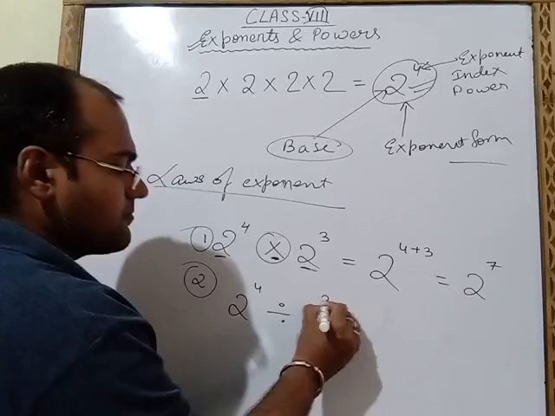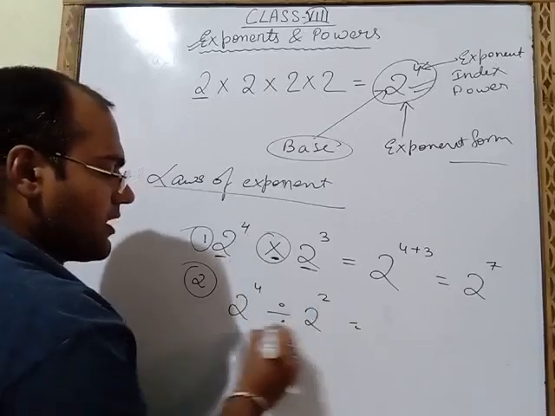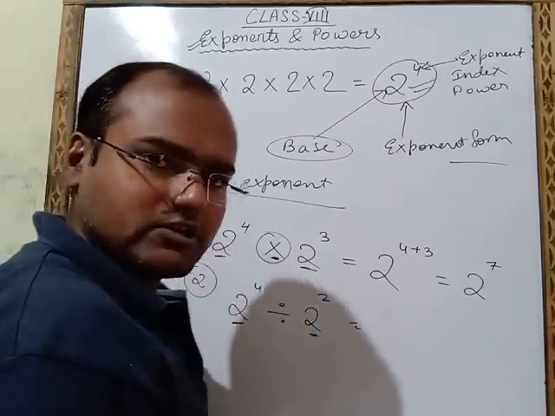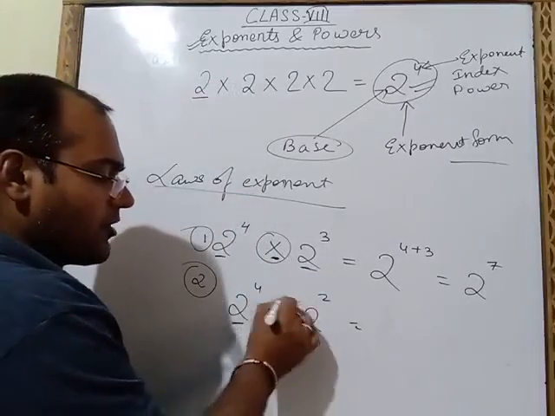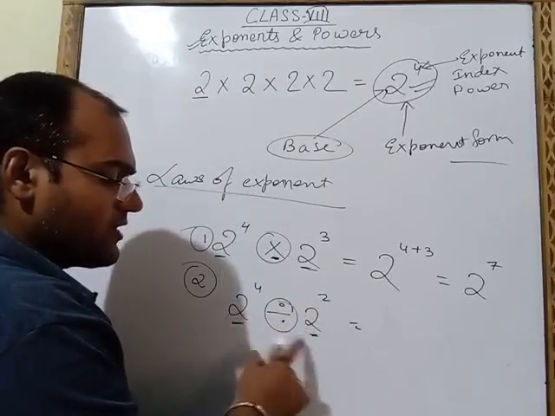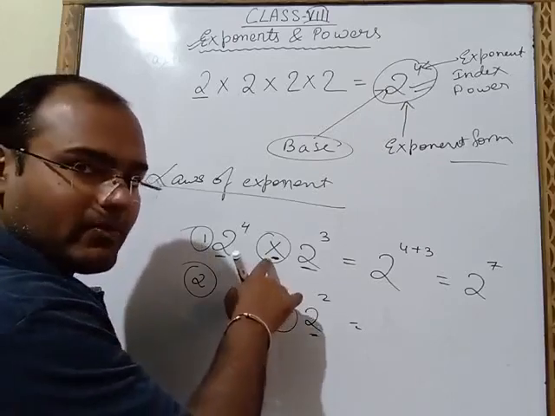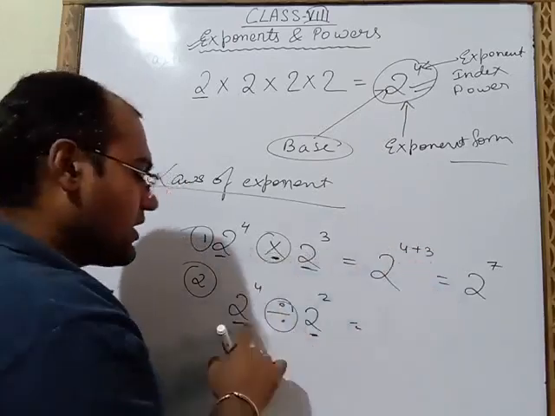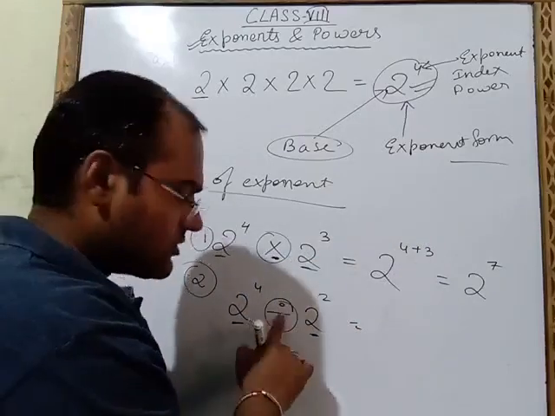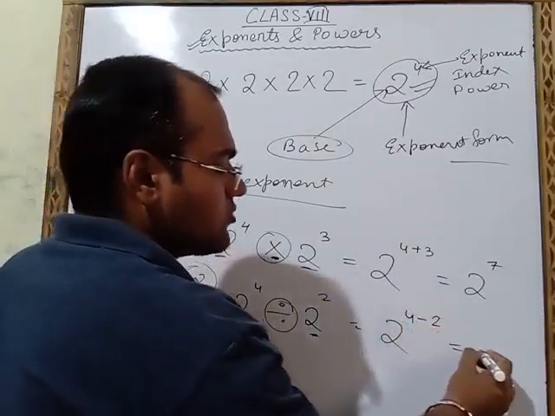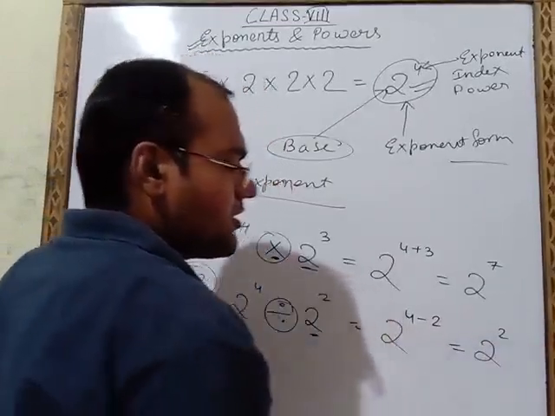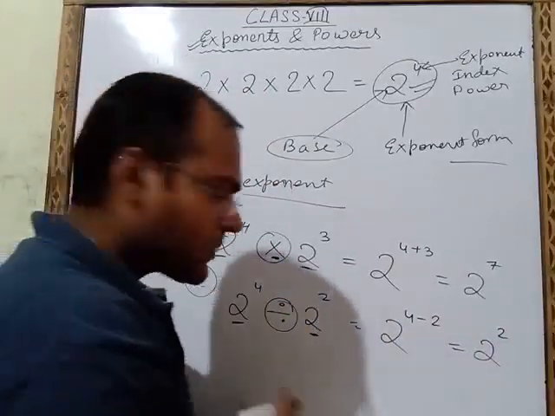bases are the same. Here the base is 2 and here also the base is 2, both the bases are the same, so you have to check what the sign is in between these two bases. Here it is the multiply sign, so we added the powers. Here in between these two bases the divide sign is coming, so we have to subtract the powers. So 2 raised to the power 4 minus 2, the answer will be 2 raised to the power 2. So this is the second law.